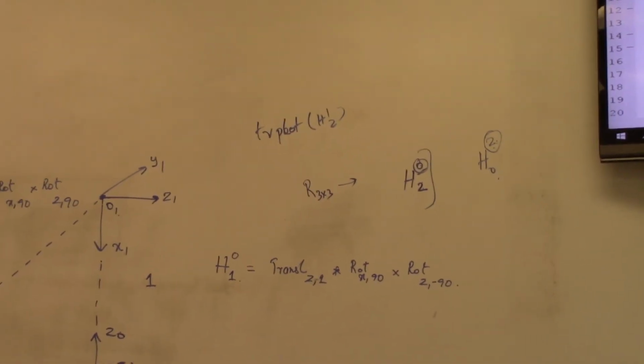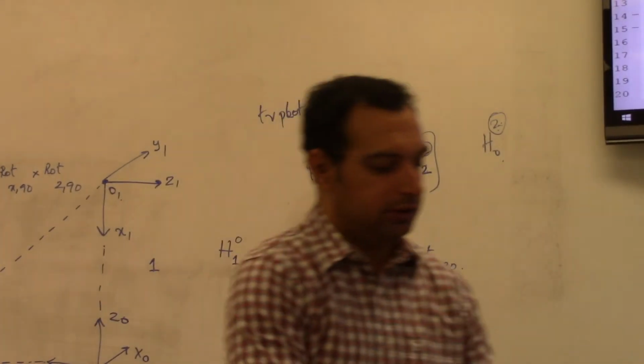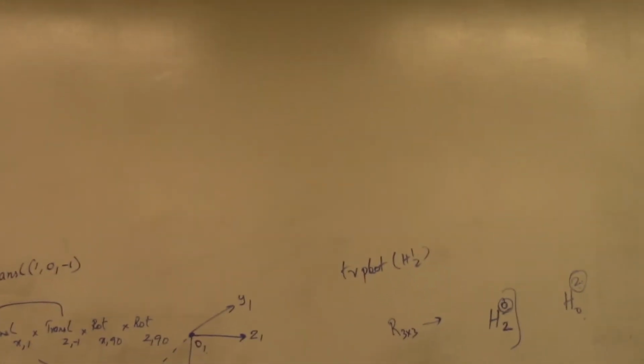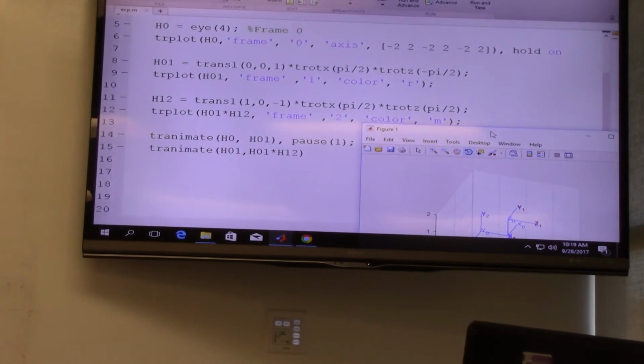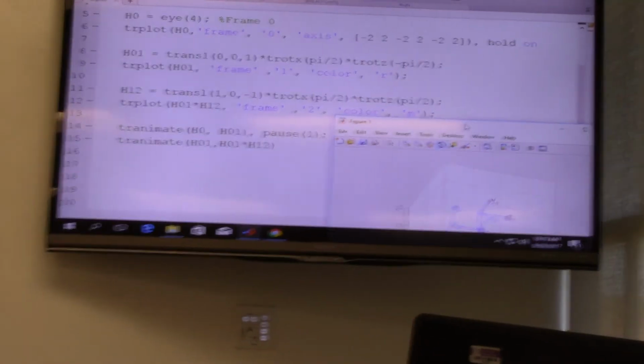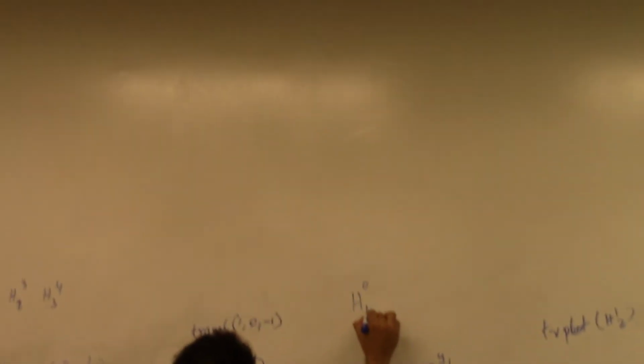Let me read the question clearly so that you know what frames need to be found out. Okay, so cube measuring so and so, camera is situated there. Find the homogeneous transformations relating each of the frames to the base frame, right? So everything relating to the base frame. So 0.